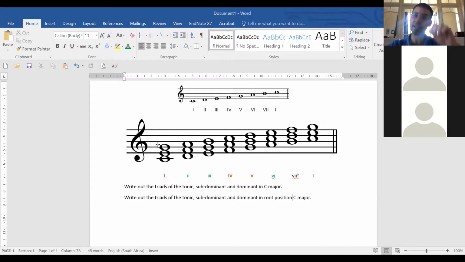So your exercises this week for the worksheet are writing triads and putting them in root position, in first inversion, and in second inversion. That's pretty much all that you're going to be doing this week, okay? My suggestion is, and let me share the screen so that you can see it.